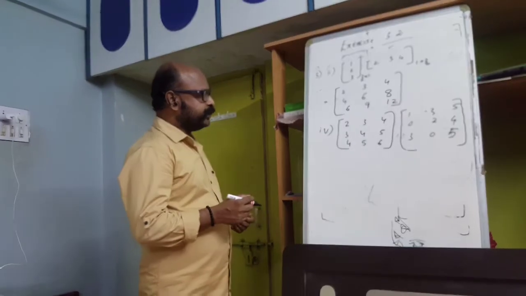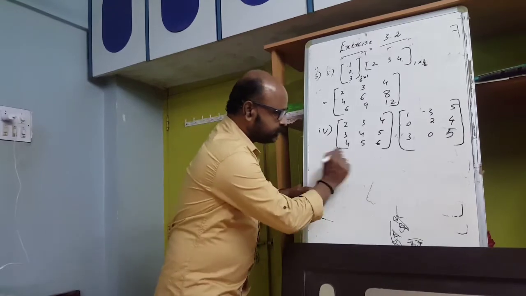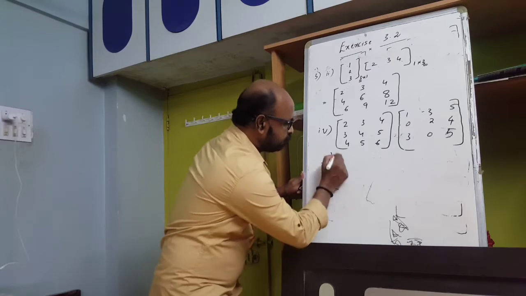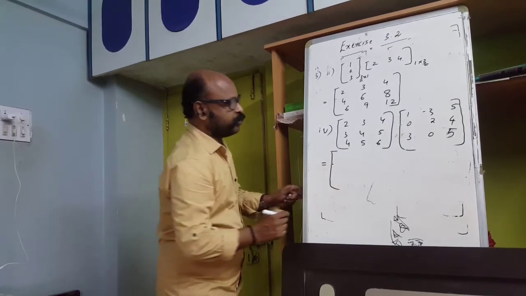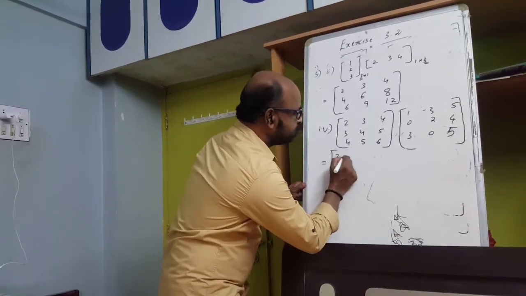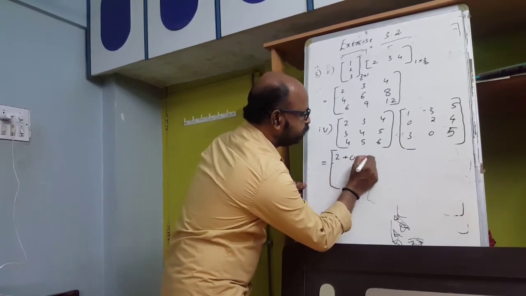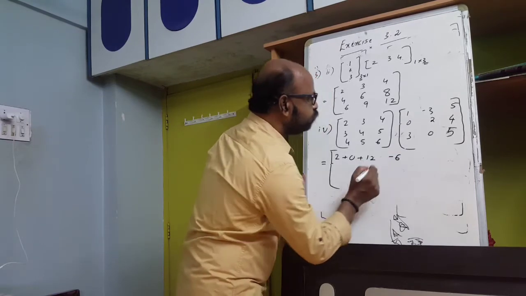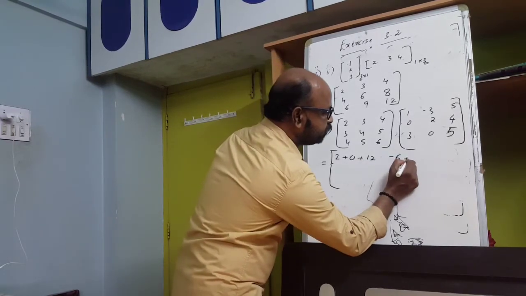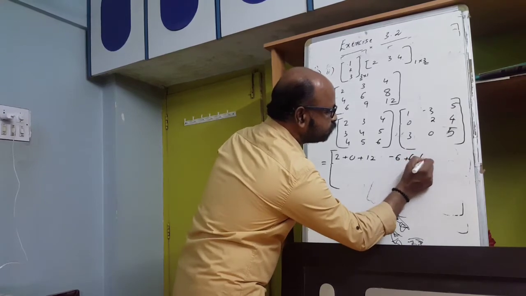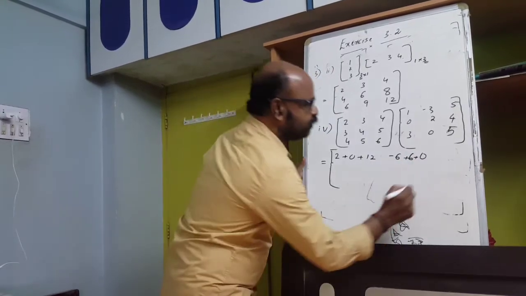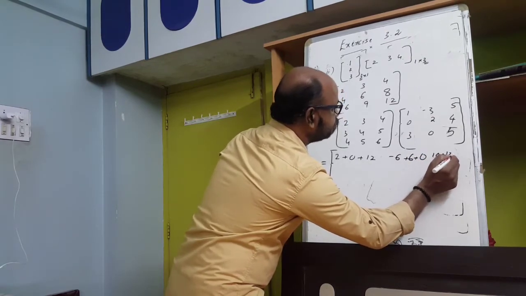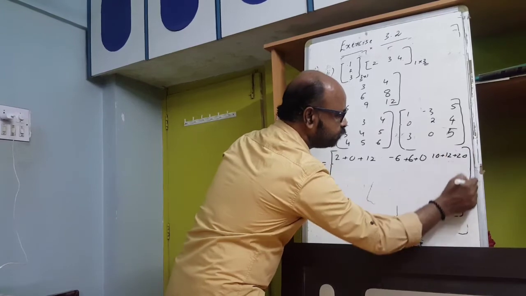Okay, so we continue with the multiplication. So the condition is true, therefore the product. First row into first column, that is 2 into 1, 2, 3 into 0, 0, 4 into 3, 12. First row into second column, that is 2 into minus 3, minus 6, 3 into 2, 6, 4 into 0, 0. First row into third column, 2 into 5, 10, 3 into 4, 12, and 4 into 5, 20.